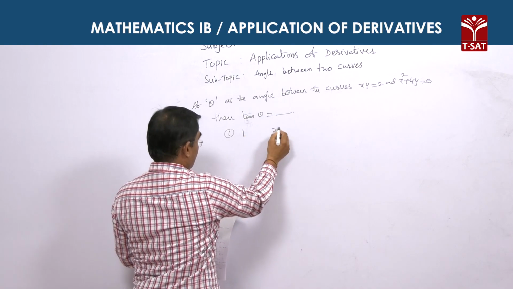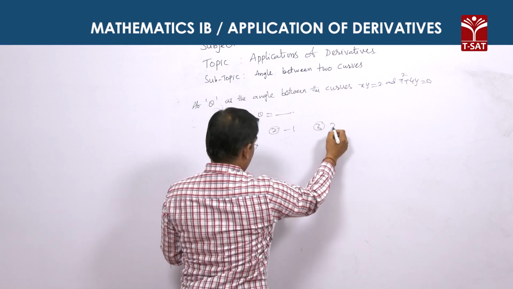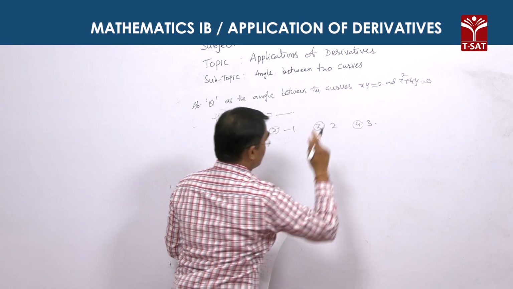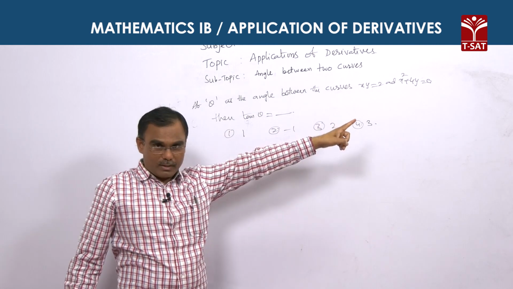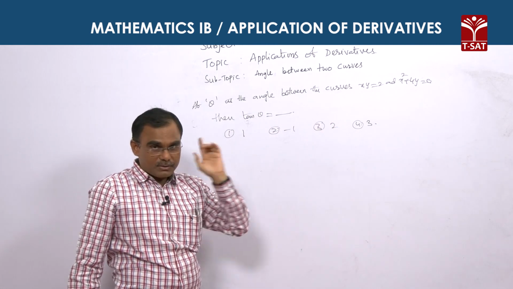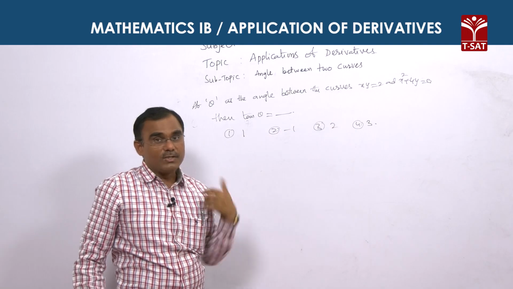First response is 1, second response minus 1, third response is 2, fourth response is 3. Right. If theta is the angle between the two curves, then find tan theta. First, given two curves, where do they intersect?